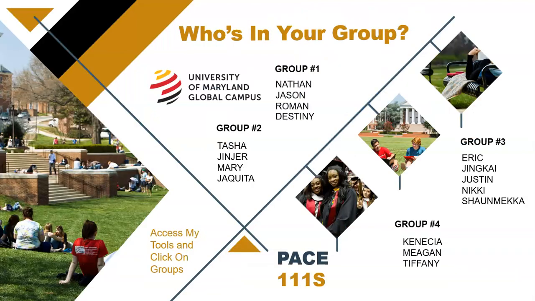Now, who's in your group? I have done my best to split you all up into what I hope will be effective and productive groups. So you should see your name listed here in one of these 4 groups. And how do you access your group? If you go to the Leo page and you click on My Tools at the top and then click on Groups, you can actually then email or contact all of your team or group members.